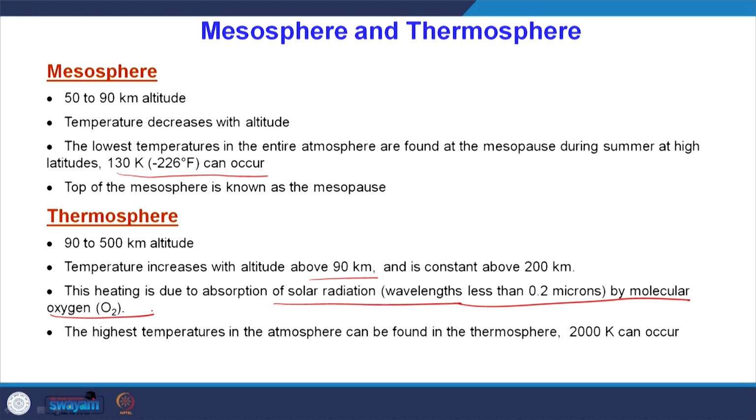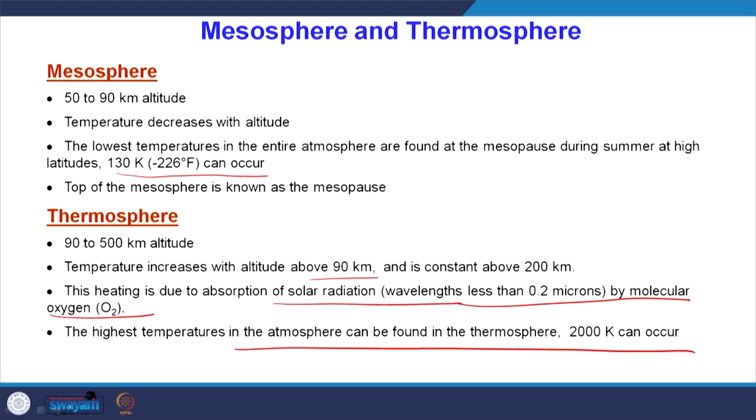Ultraviolet radiation sees a single atom, it is ionized or dissociated, whatever it is. So, this atom takes up this energy and is at a very high excited state. Then you hold the atom, measure its thermal energy, and convert this thermal energy into temperature, and you have a large value of temperature. So, the highest temperatures in the atmosphere can be found only in the thermosphere, and temperatures as high as 2000 Kelvin can occur in this region.